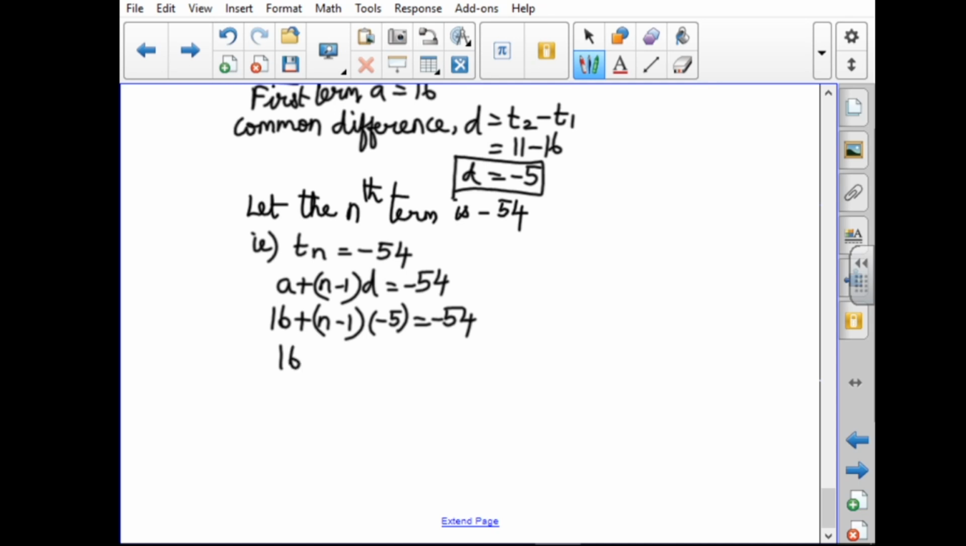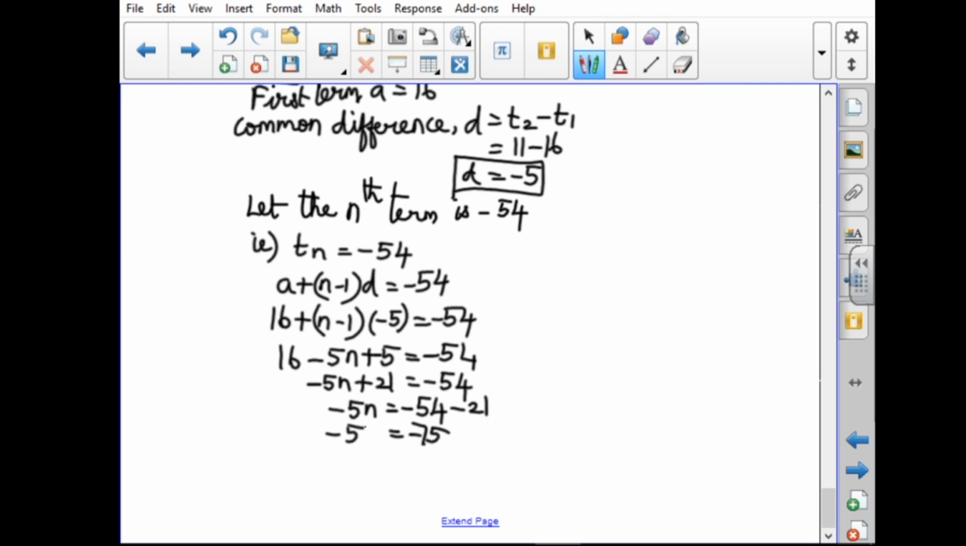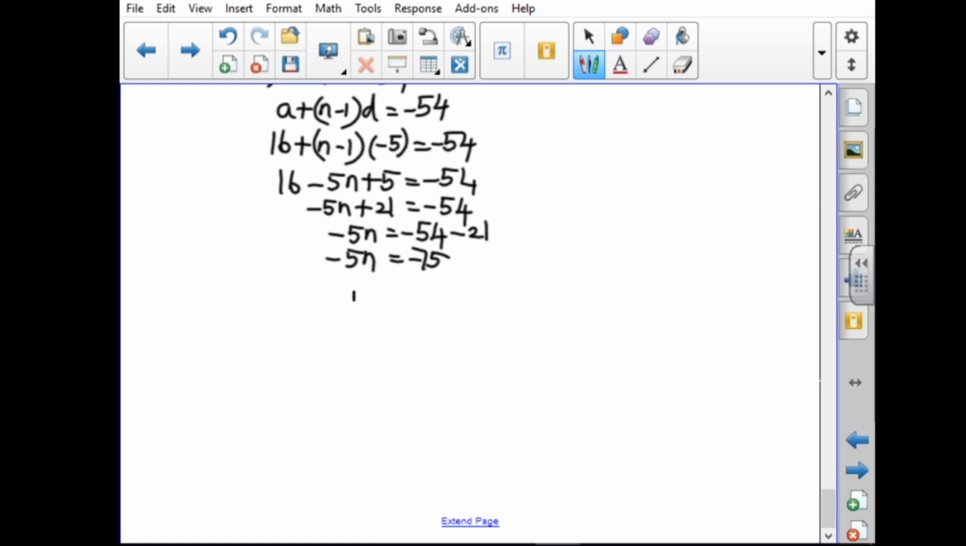That is 16. Bring this minus 5 inside, multiply this bracket: minus 5n plus 5 equal to minus 54. 16 plus 5, 21. So minus 5n plus 21 equal to minus 54. Minus 5n equal to minus 54 minus 21. The answer will be minus 75. This is minus 5n. So n equal to minus 75 by minus 5, that is 15. So the number minus 54 is in the 15th term.